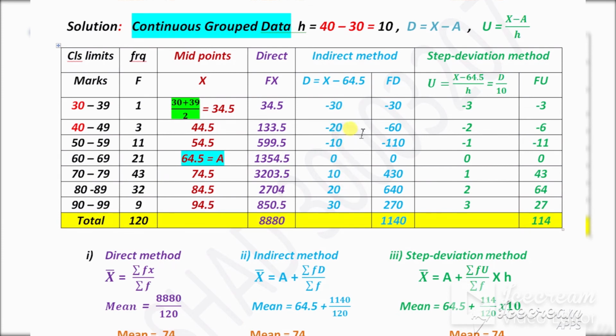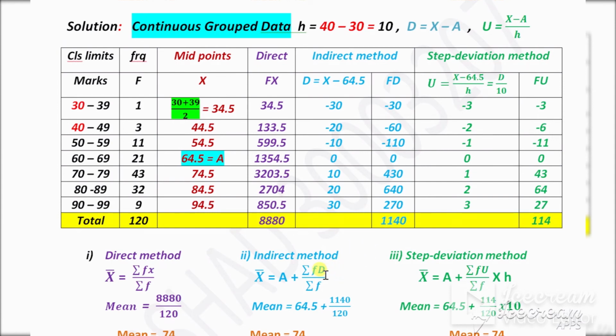Now further we calculate fd, the next column. Why fd? Because in this formula we have to multiply f with d. So f multiply with d, this d and f. 1 times minus 30 is minus 30, minus 20 times 3 is minus 60, minus 10 times 11 is minus 110, 0 times any number is 0, 10 times 43 is 430, 20 multiply 32, you will get this number. 30 multiply 9, we will get this number 270. Now add up these, we will get 1140 is the sum of fd, or summation fd is 1140.